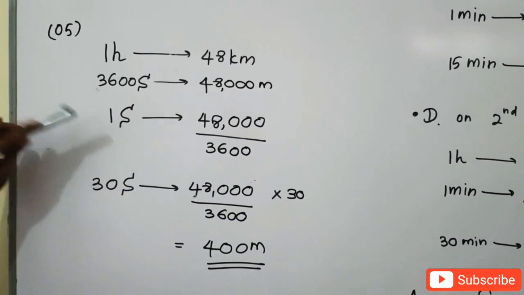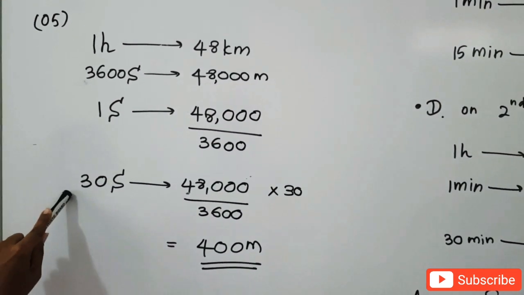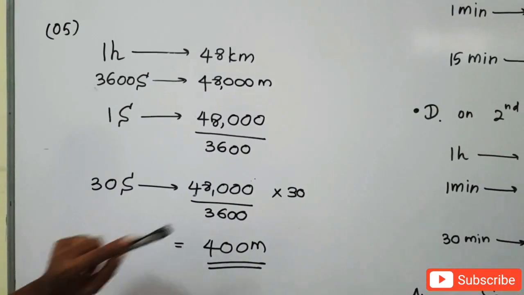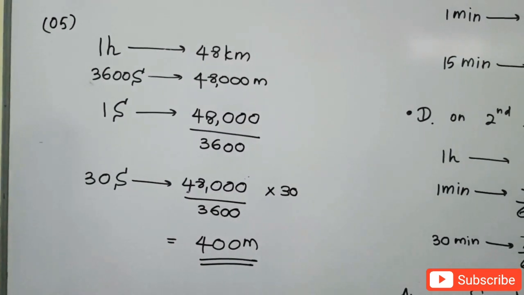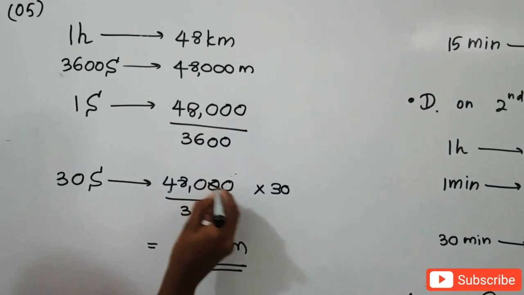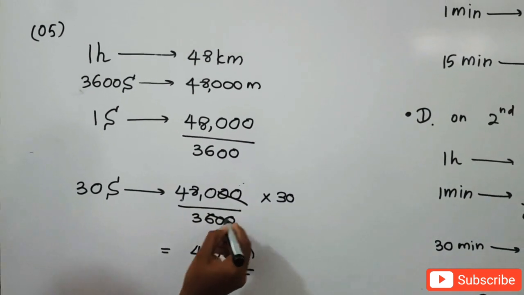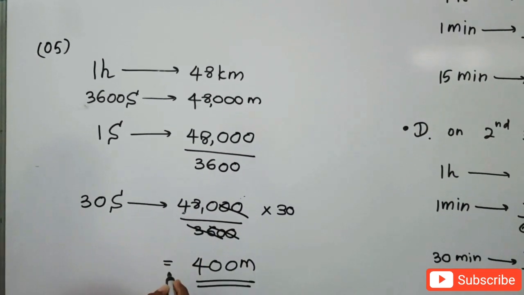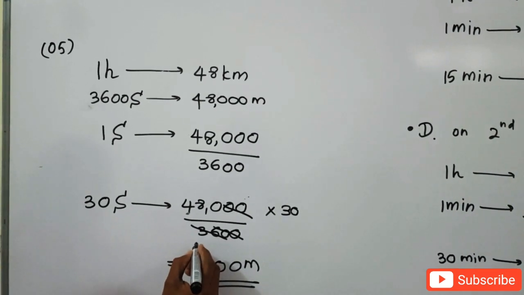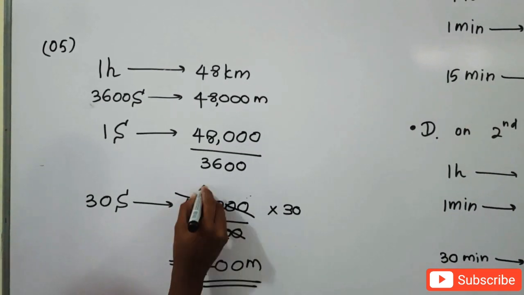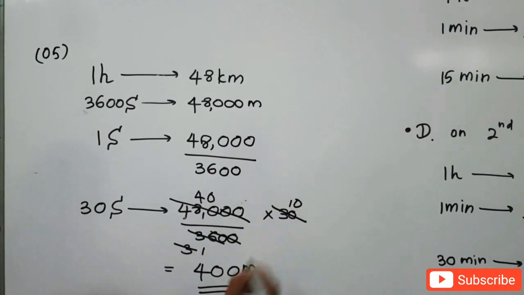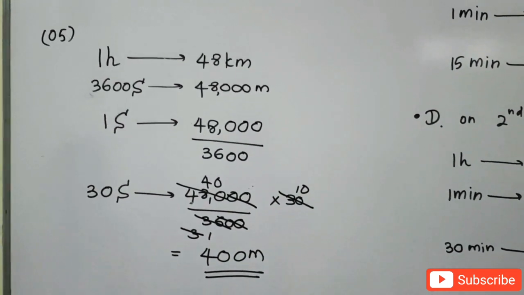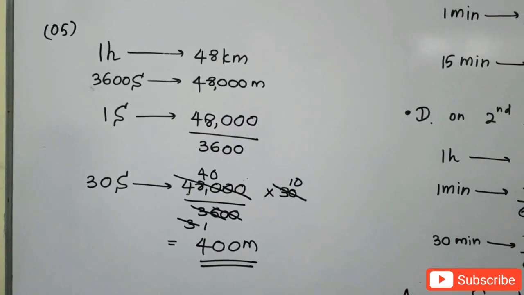So in 1 second, then for 30 seconds, 48,000 over 3,600 multiplied by 30. We can see these zeros will get cancelled. Then 12 times 3, 12 times 40, then 3 times 1, 3 times 10. 40 into 10 will give us 400 meters.